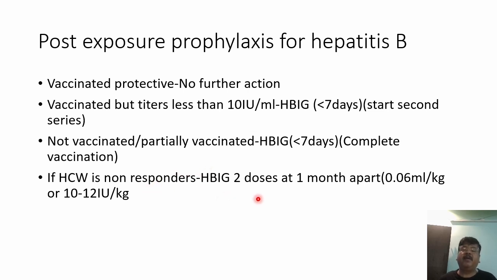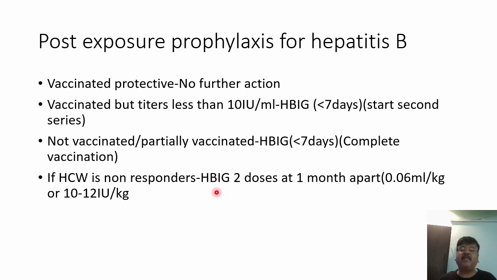If the titers are less than 10 international units per ml after 2 months of the last dose of hepatitis B vaccine, another series of vaccination is continued. So three doses are again given, and after 2 months of the last dose, again we have to test for anti-HBsAg antibody titers. And if the titers are protective, it's okay. If the titers are not protective, that healthcare worker, after two series of vaccination, should be considered a non-responder. And such non-responders should be documented.